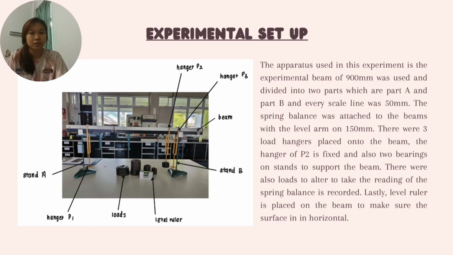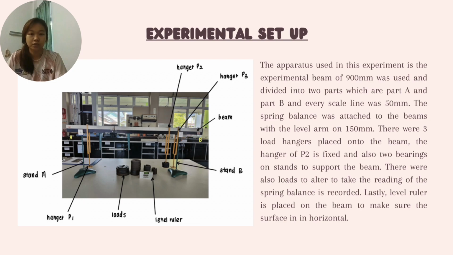Experimental setup. The apparatus used in this experiment is an experimental beam of 900 millimeter, which was divided into two parts, part A and part B. Every scale line was 50 millimeter. The spring balance was attached to the beam with the lever arm at 150 millimeter, and there were three load hangers placed onto the beam.